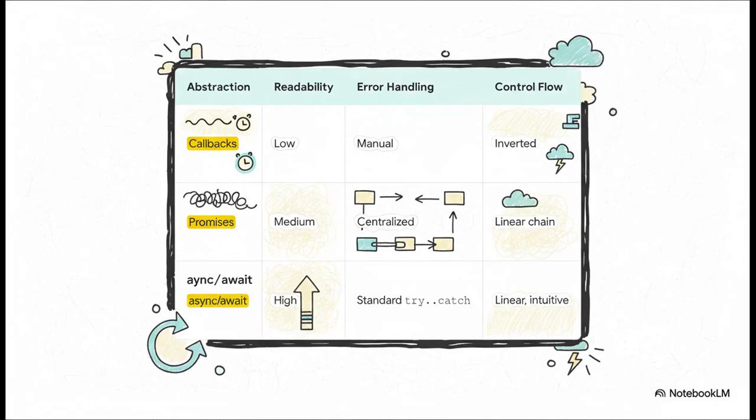You can see the progression so clearly here. With callbacks, error handling was a mess, and the logic was just hard to follow. Promises fixed a lot of that by giving us .catch for centralized error handling and a more linear flow. But async await? That was the real game changer. It's really just syntactic sugar on top of promises, but it lets us write code that's incredibly intuitive and use the standard try-catch blocks we're all used to.